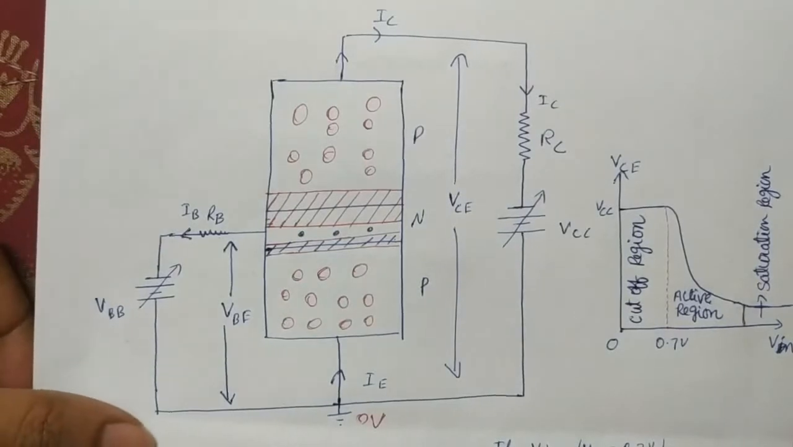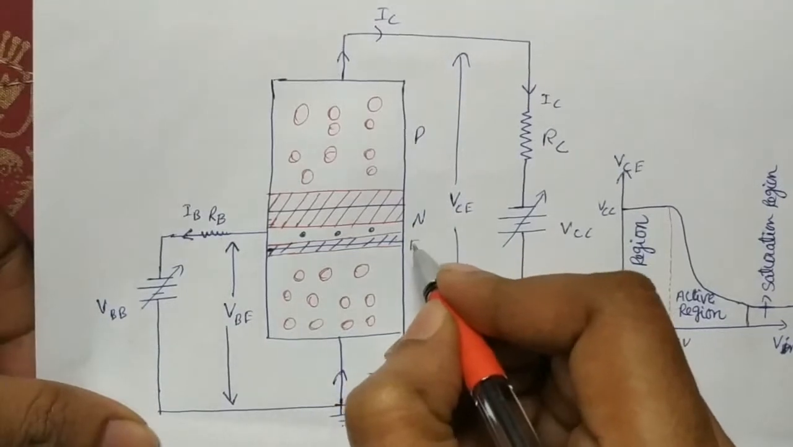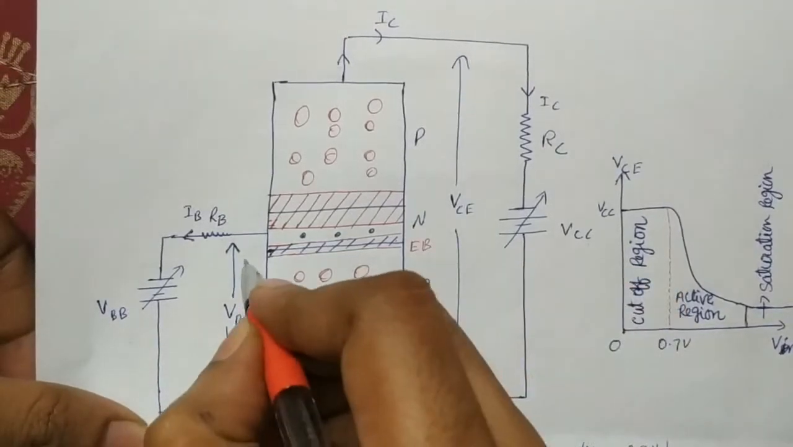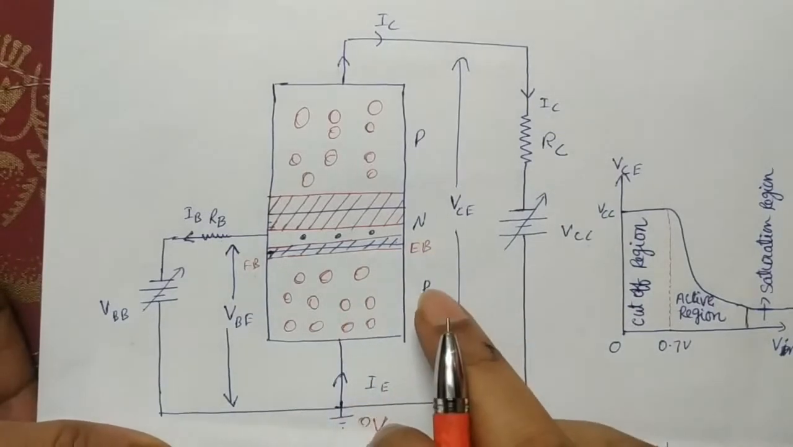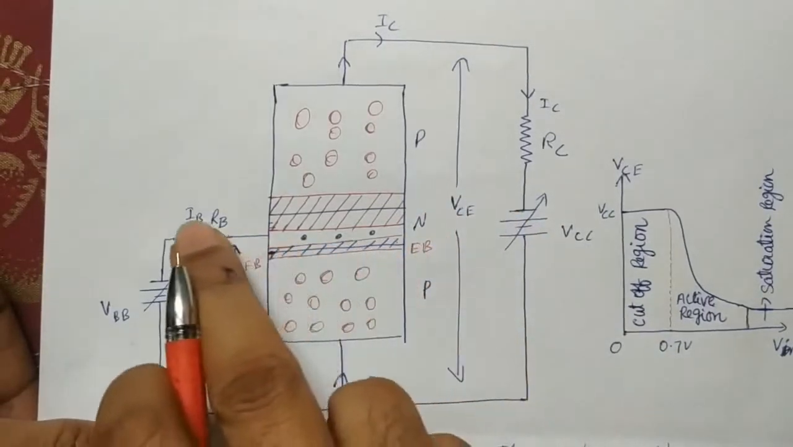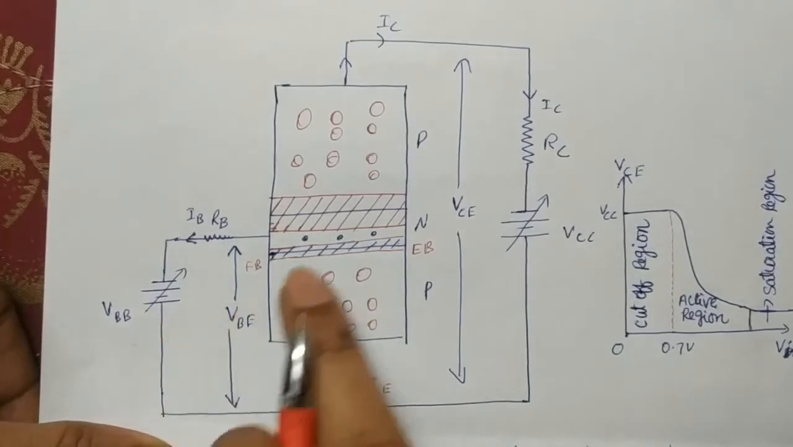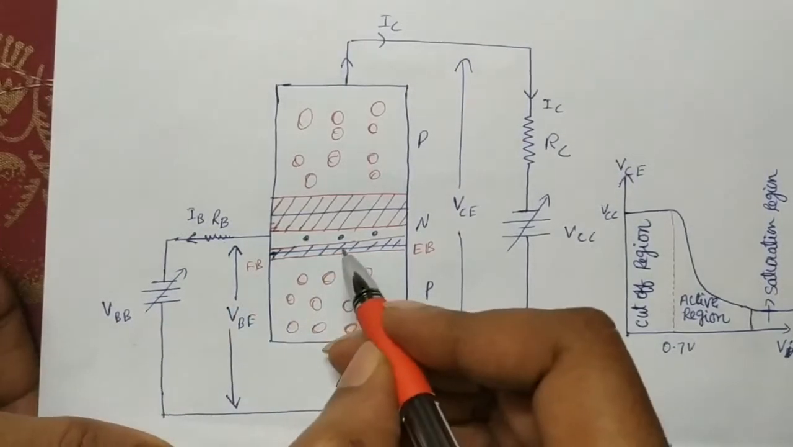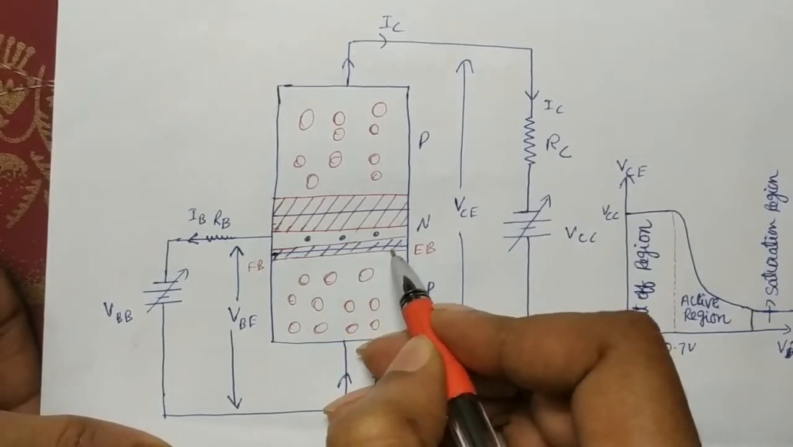We know that the emitter base junction should always be in forward bias. That's why in a PNP transistor, N is connected to the negative terminal and P is connected to the positive terminal. This is in forward bias. And you know, due to forward bias, what happens? It forms a depletion layer of very small thickness.